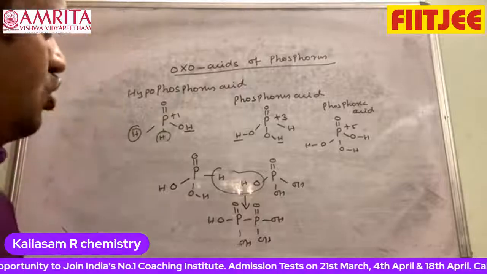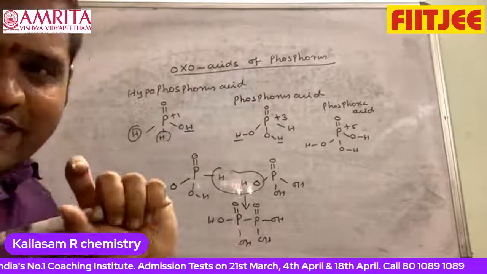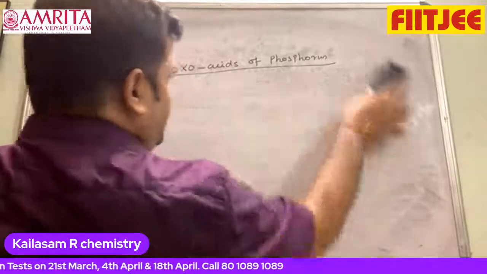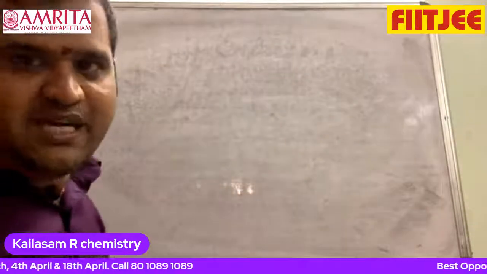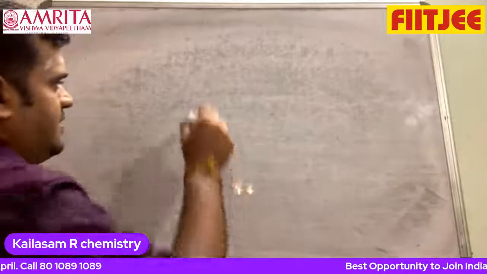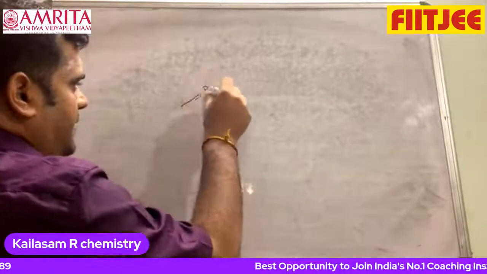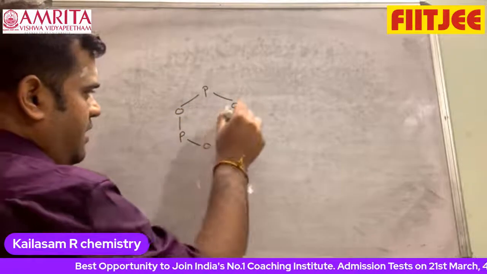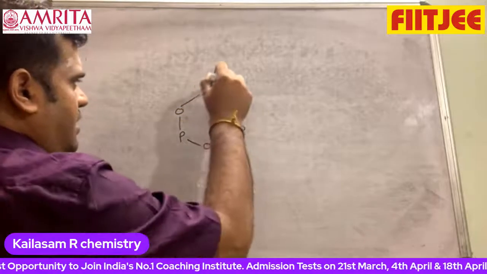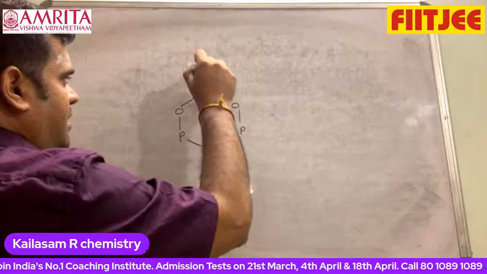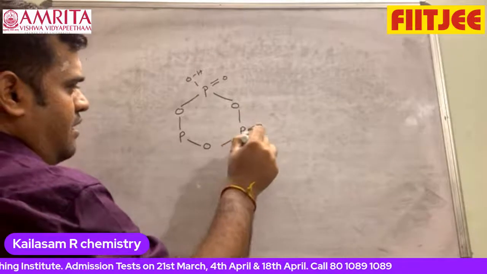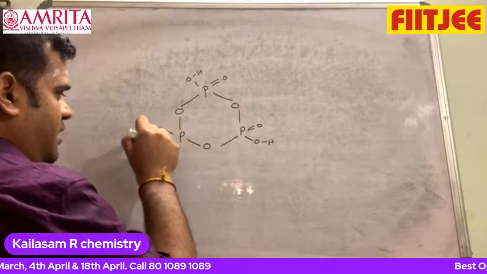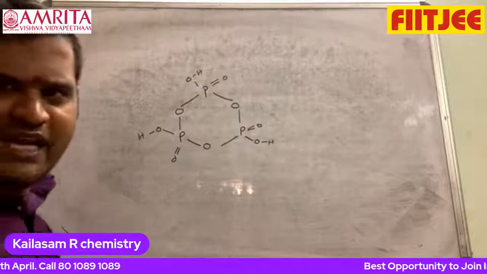Now, next I want to go with that. So this is the oxo acid. Now next, what is cyclic metaphosphoric acid? Look at this, very important. Cyclic metaphosphoric acid. So how do we get cyclic metaphosphoric acid? It's called cyclic metaphosphoric acid.